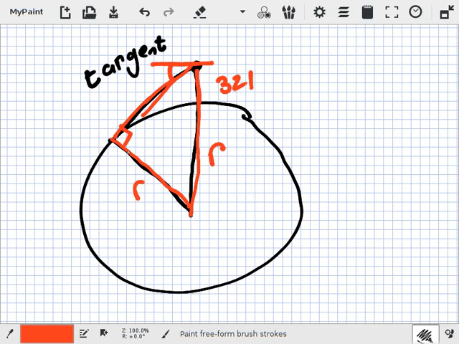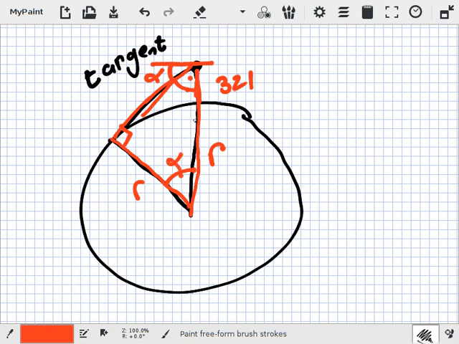Isn't the line to the right, this one, R plus 321? It is, yeah, those two added together. So if you know this angle, can you know this angle? It's 90 minus alpha. And if you know this angle, can you know this angle? It will be 90 minus the other angle you just got, and that actually works out to be alpha.